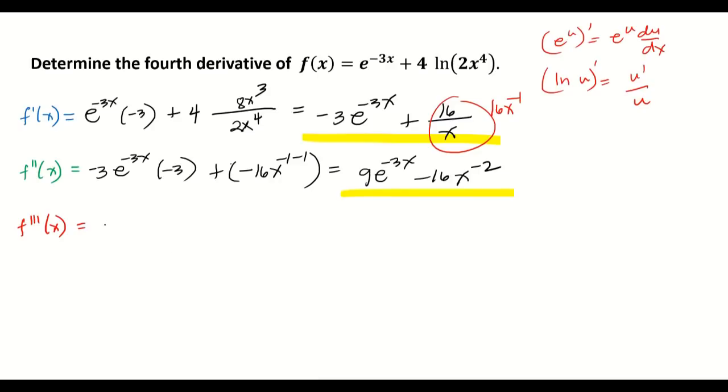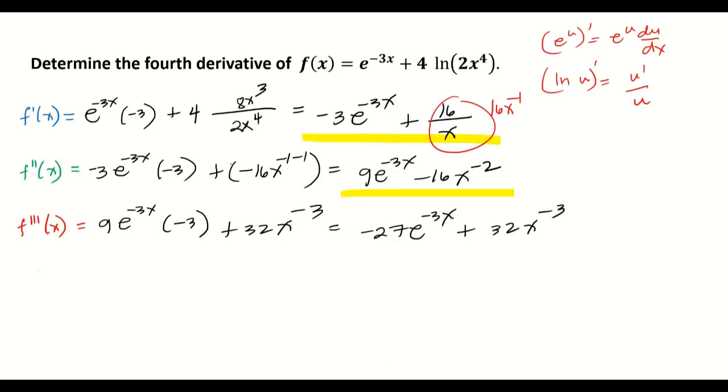For the third derivative, this would be 9e raised to negative 3x times negative 3. Here we have negative 16 times negative 2. That would be positive 32x. And we have negative 2 minus 1 is negative 3. So simplifying, this would be negative 27 e raised to negative 3x plus 32 x raised to negative 3. So this is our third derivative.